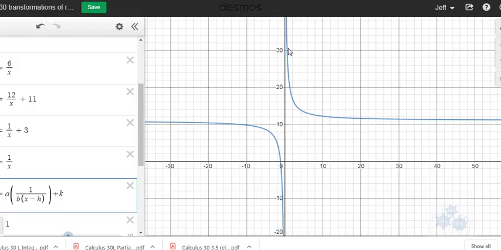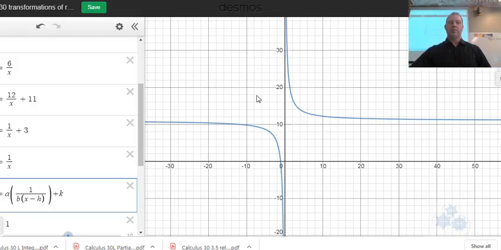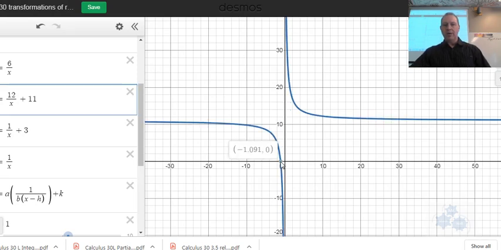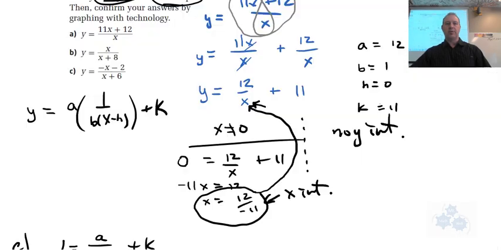So what you should be finding here when you graph this, so here's 12 over x plus 11. You see, it appears that we do have a vertical asymptote at x equals 0. So there's no y-intercept. The x-intercept, though, is negative 1.091. Does that match up with this? Yeah. Okay, so that's that point.